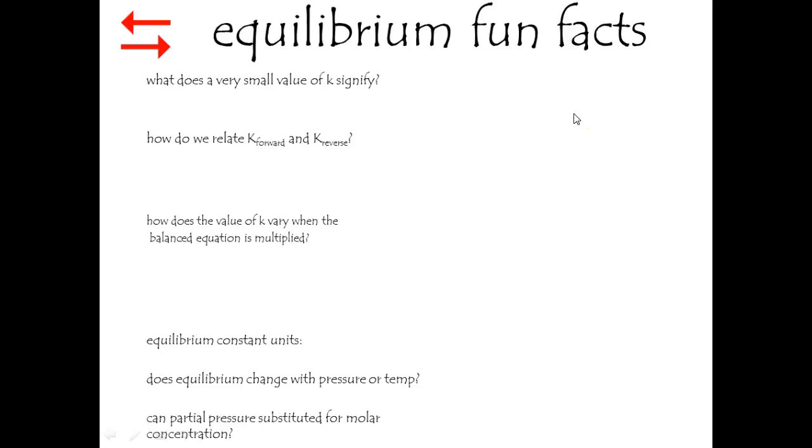Here are some fun facts about equilibrium. What does a very small value of K signify? A lousy yield, typically. It means that the reaction is going forward to a lesser extent than it's going backwards. It's a very low equilibrium. Reaction does not occur much. It's a lousy yield. You could draw a very big backwards arrow and a very small forwards arrow, and sometimes instructors do that to really give you a feeling for what those arrows mean.